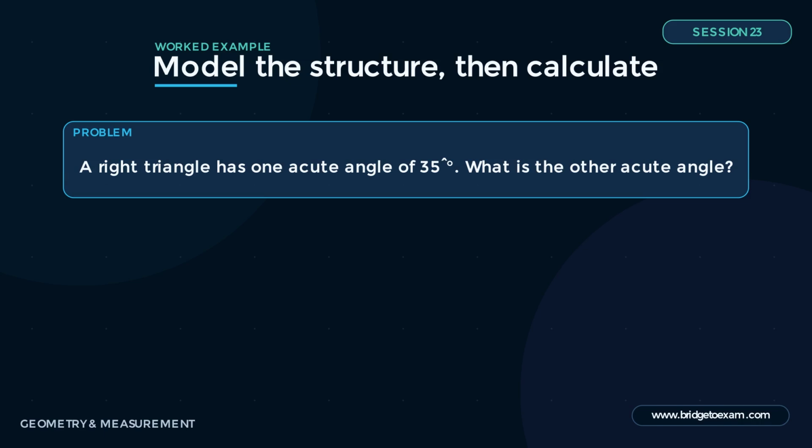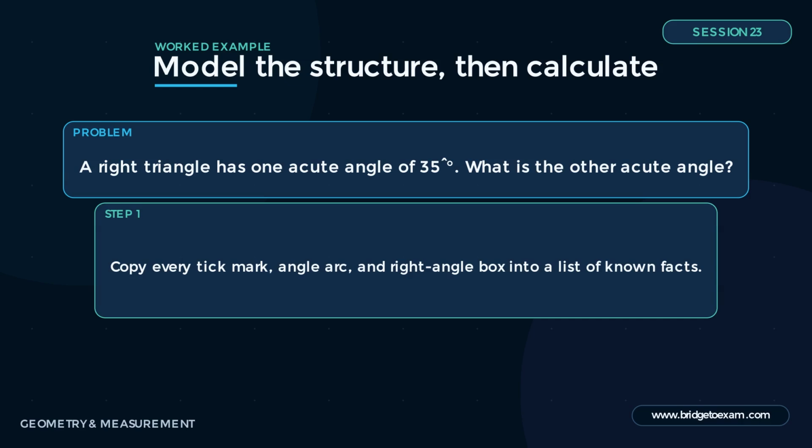Let us model a complete example. A right triangle has one acute angle of 35 degrees. What is the other acute angle? Step 1 is to organize the information. Copy every tick mark, angle arc, and right angle box into a list of known facts. Step 2 chooses and sets up the relationship. Use equal side and equal angle relationships before substituting numbers.